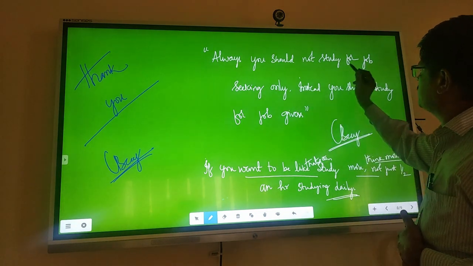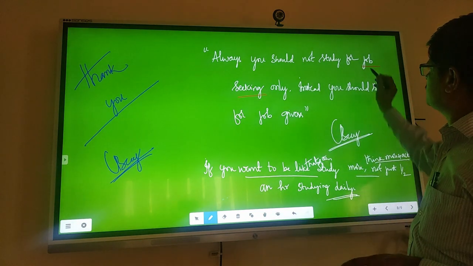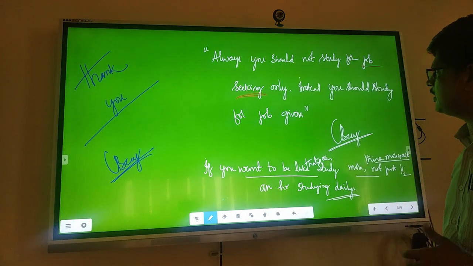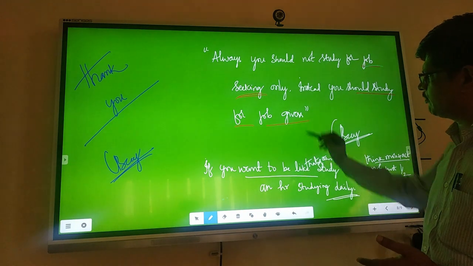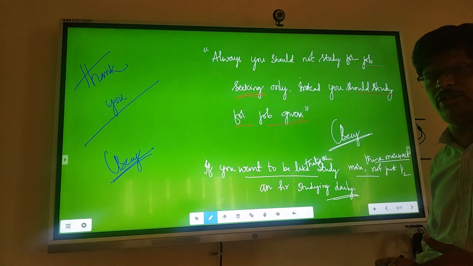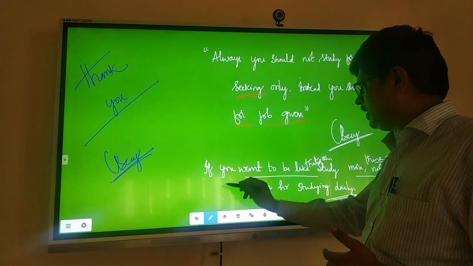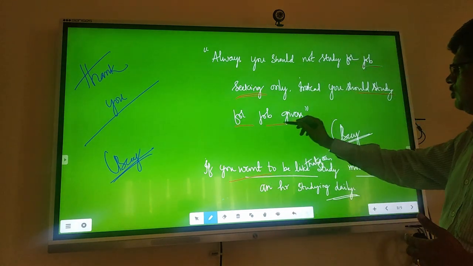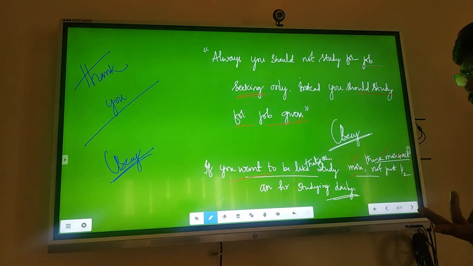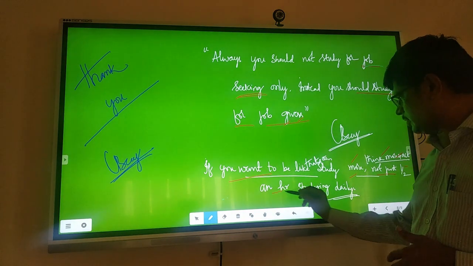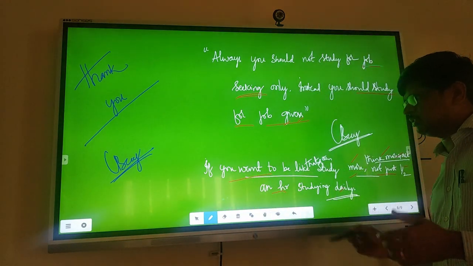Always, you should not study only for job seeking. All of you, don't study only for the purpose of job seeking. Instead, you should study more to give jobs. You study to be a job giver, who can give jobs to everyone in this world. If you want to be like that, what should you do? You should study more, think more, act more, then people will appreciate you. Not by just studying half an hour daily. No, you can't do anything. Please study more and think in that direction. Help the world. Right. Thank you.